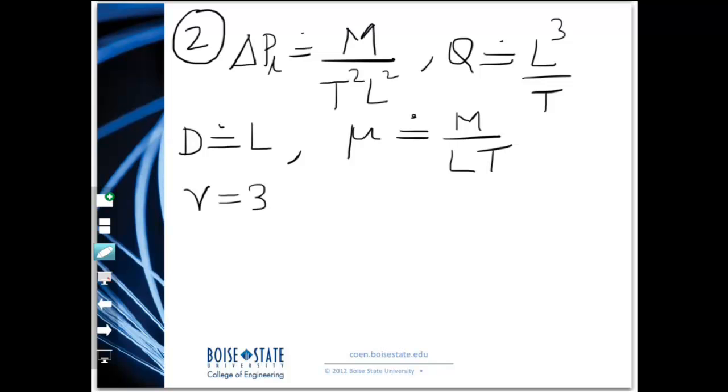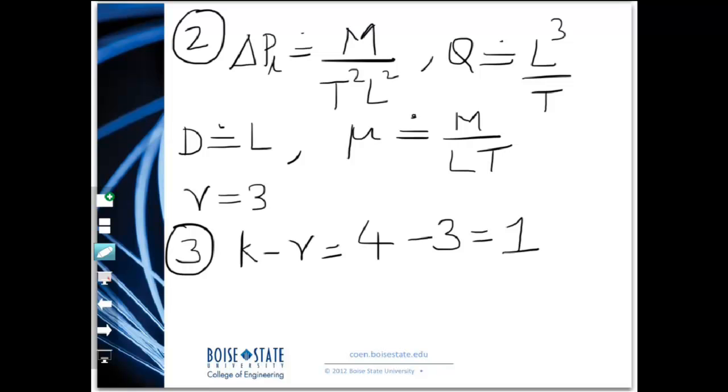So step 3, the number of pi groups we expect would be 4 minus 3, which is 1. So in this case we expect only one pi group. Step 4, you go ahead and pick a number of repeating variables equal to your number of primary dimensions, in this case 3. So I'm going to pick Q, D, mu.